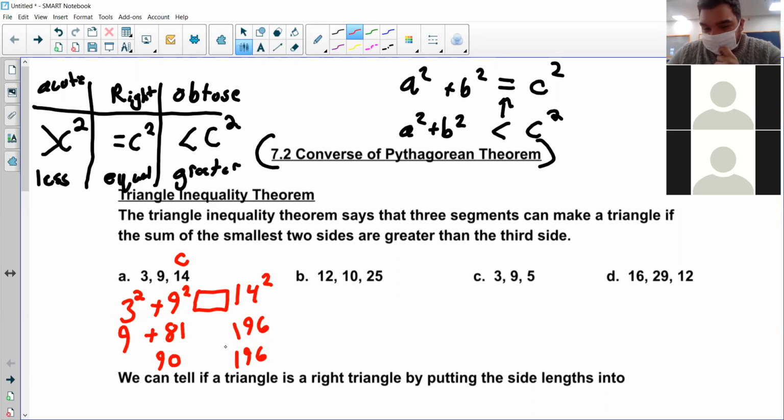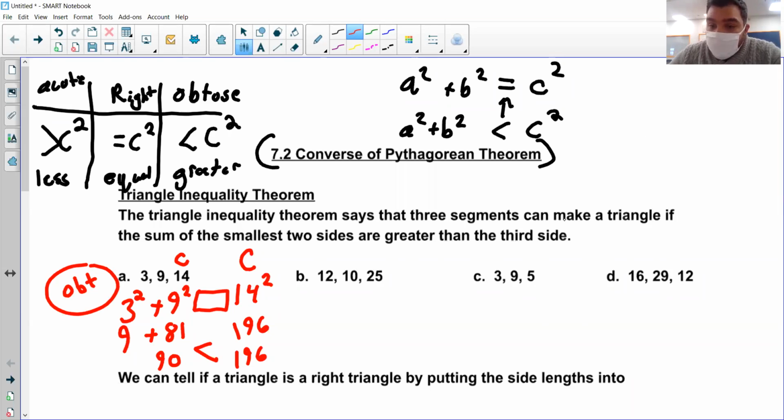In this case, 90 and 196, 196 is bigger. This is C, so C is bigger. So in this exact case, this is obtuse. OBT if you want it short. Because C squared is bigger. Let's try another one.